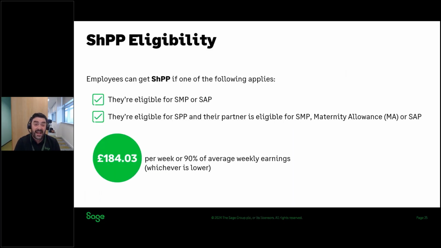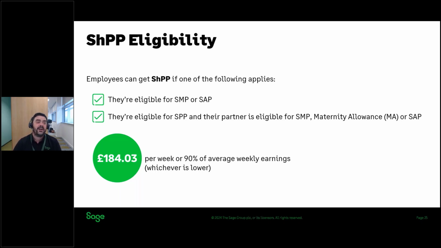Now, to be eligible for the payment, the shared parental pay, one of the following must apply. If they were eligible for the original statutory payment, maternity or adoption pay, that automatically makes them eligible for shared parental pay. Or if they were eligible for paternity pay and their partner was eligible for SMP, maternity allowance, or SAP, that would make the partner qualify for the shared parental pay. This one is paid at the standard rate, so all of it £184.03 per week, or of course 90% of average weekly earnings, whichever is lower.